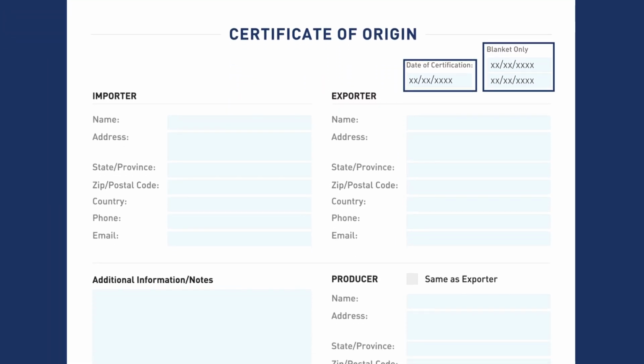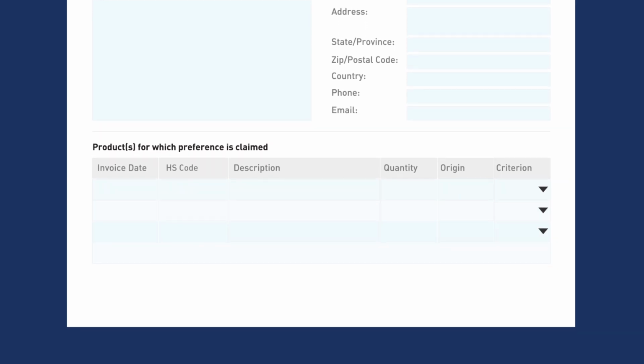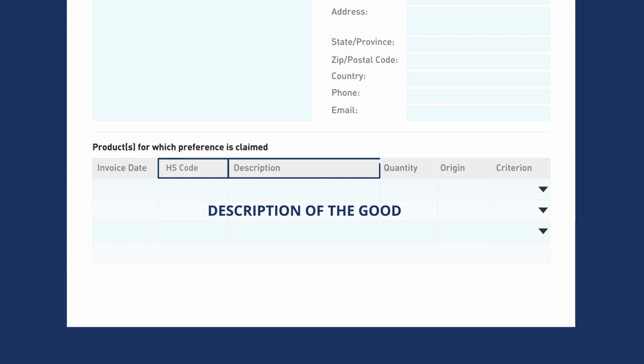Once that is completed, you'll need to describe how the product qualifies. First, indicate the HS code that the importing country uses for your product. Second, include a description of the good and make sure it closely matches the description for the HS code you are using. Third, add the country of origin. It must be a country within the FTA area.